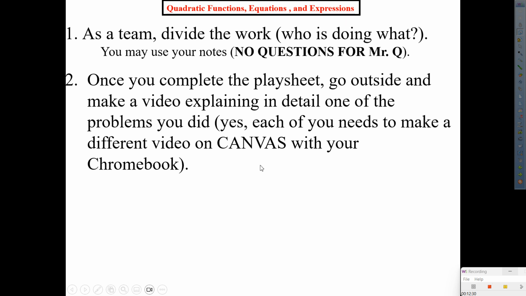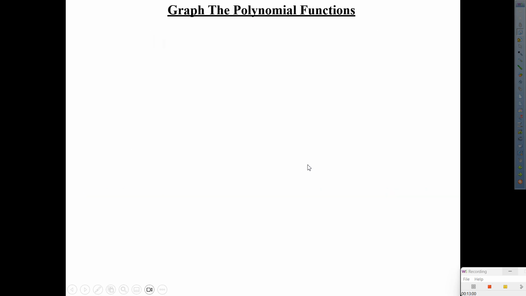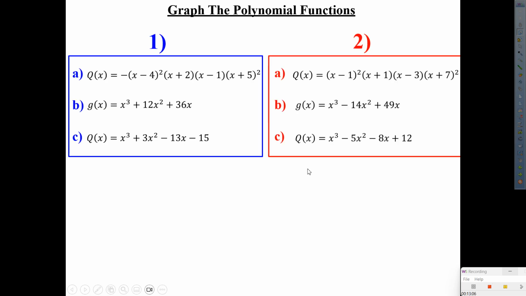All right? So here we go. This is due at the end of the period. Let's go. Enjoy. Bam. So, who chose 1? There you go. There's 1. Who chose 2? There you go. There's 2. And it says, graph the polynomial function. So one of you is doing 1A, B, and C. Some of you are doing 2A, B, and C.